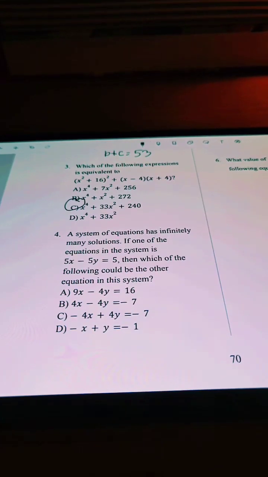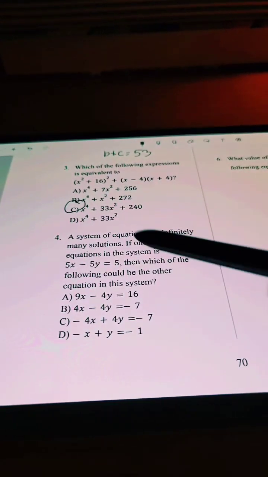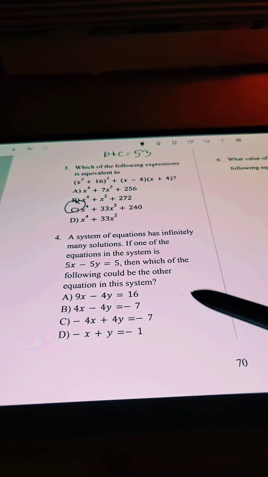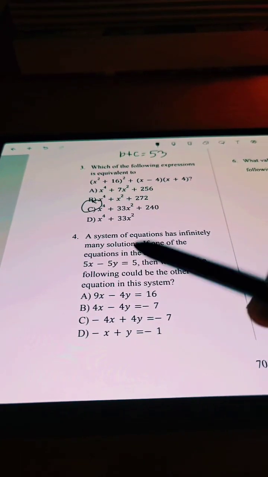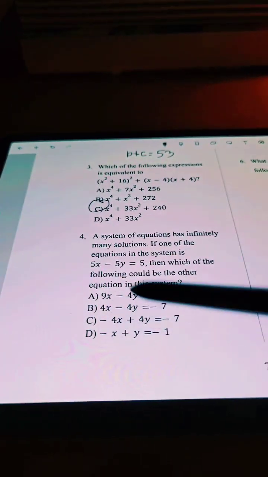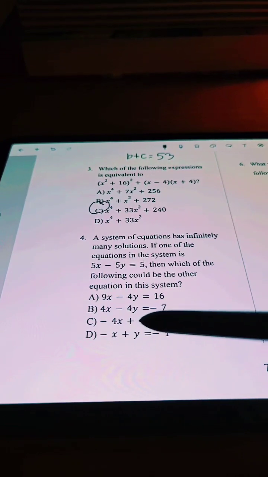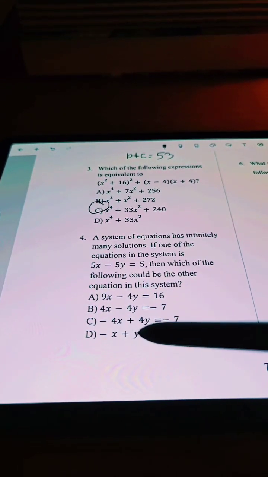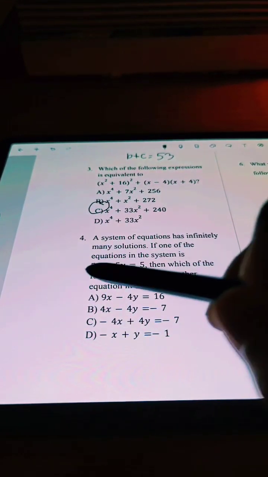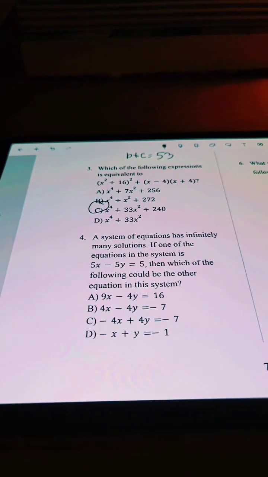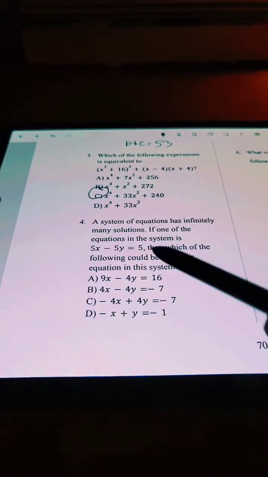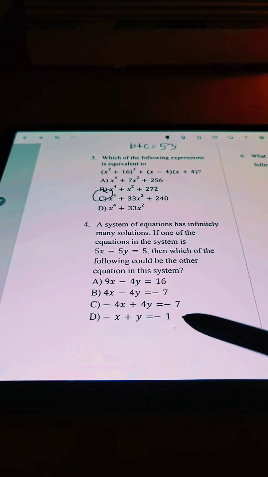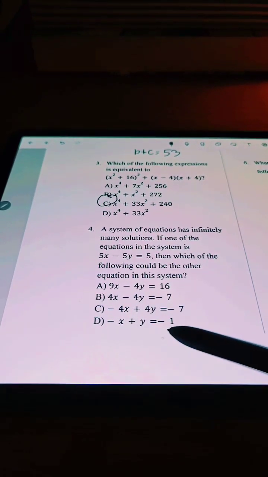whether it's the no solution or infinitely many. So that's what I'm going to do because it says infinitely many solutions. This is one of my equations. One of these has to be the other. So which one of these can be manipulated to look like this equation right here? And I see right away, I think the only one that I'm seeing is D.